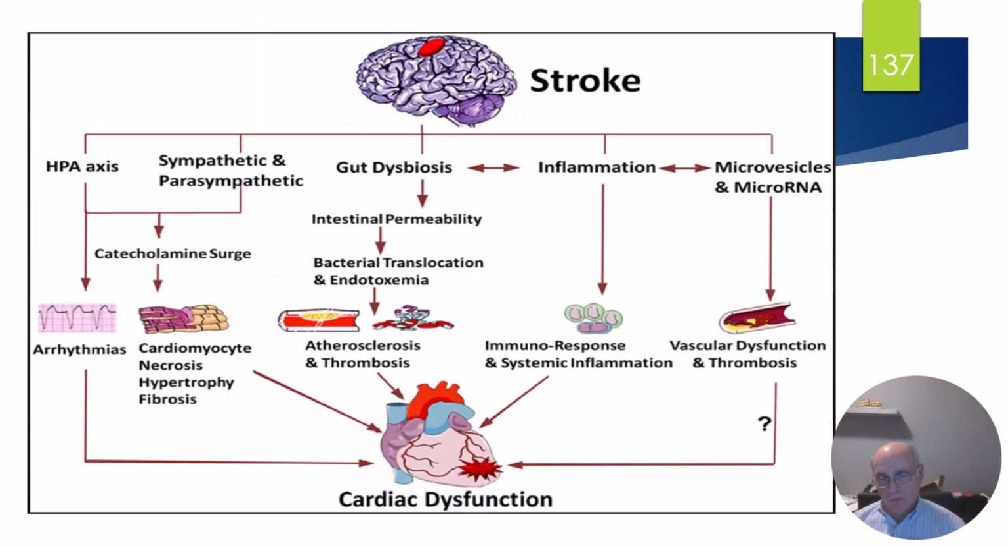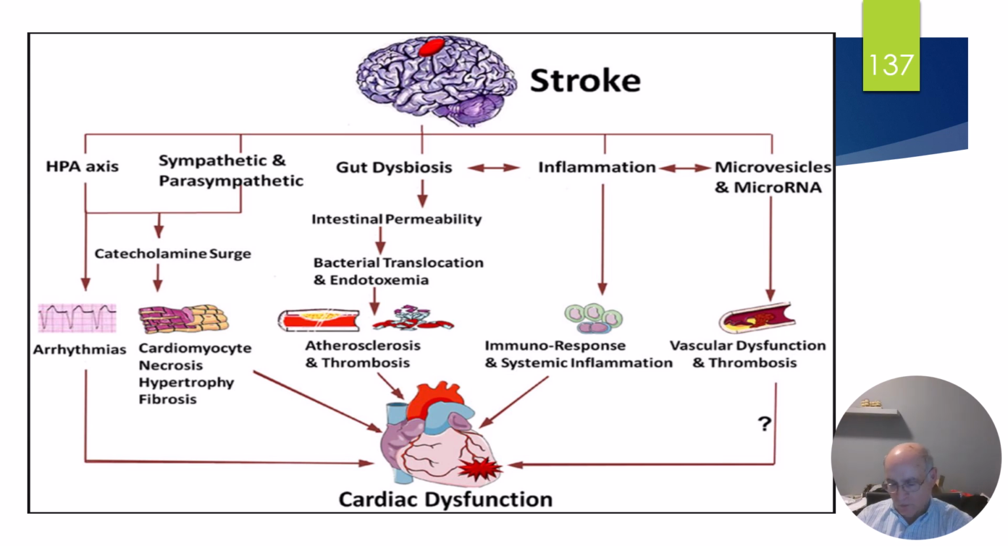So this shows in an opposite direction what happens when someone has a stroke. Well, it's activating their HPA axis. It's causing a surge in sympathetic dominance, which leads to a release of catecholamines. There's going to be definitely a strong correlation between gut dysbiosis, increased permeability, translocation of endotoxins. So when you think about intestinal permeability, think about how the permeability is being created. And as a result, you can see atherosclerosis, thrombosis.